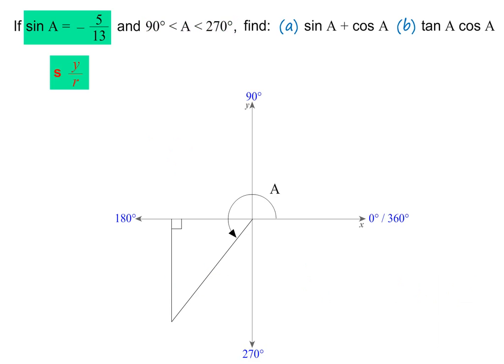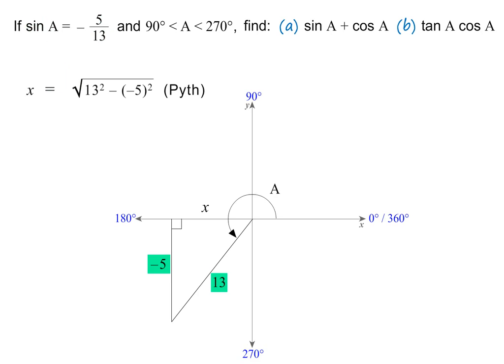Next, we need to find the lengths of the sides of a right-angled triangle. To do this, we need to recall that sine is the ratio y over r. This means that r is 13, which is always positive, and y is minus 5, which is correct, because y is negative in the third quadrant. To find x, we need to use Pythagoras. But don't forget, x is also negative in the third quadrant, so we need to add a minus in front. The value of x is therefore minus 12, which we need to add to the sketch. We are now ready to answer the questions.